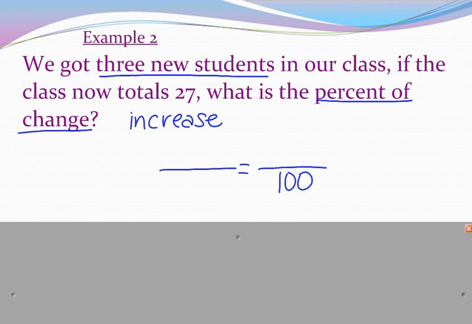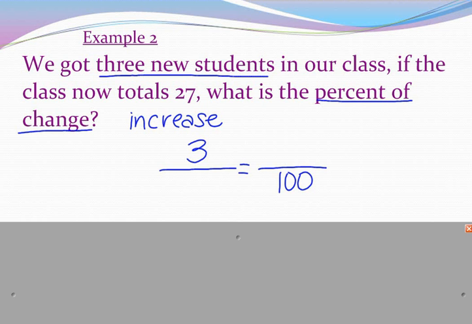The first thing we need to do is determine how much it changed. And in this problem it says we got 3 new students. So we know it changed 3. We didn't have to subtract this time. It told us in the problem what the change was. That's what makes this one different.